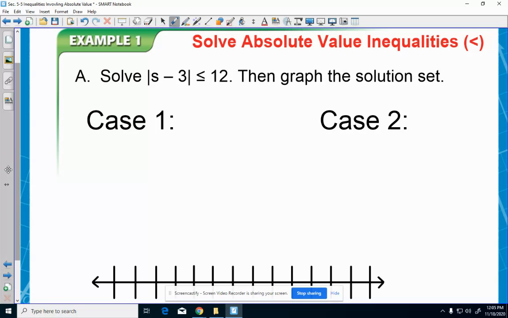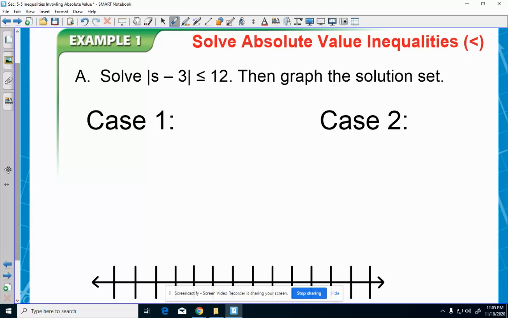Oh, come on. Give me something else. Stop for a second. Just think. Could you give me something other than 15 and negative 9? Does 0 work? Oh, yeah. What's 0 minus 3? And the absolute value of negative 3 is 3. Is 3 less than or equal to 12? That's 3 answers so far.